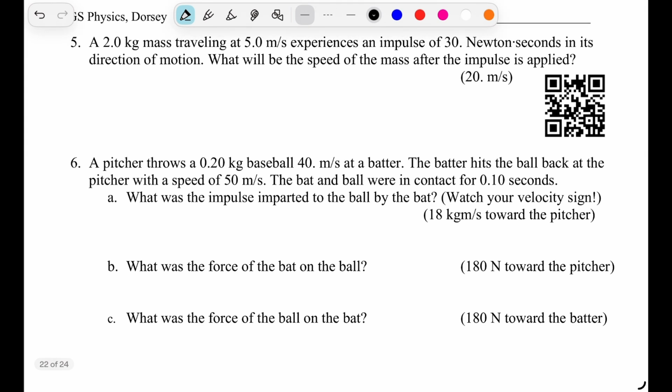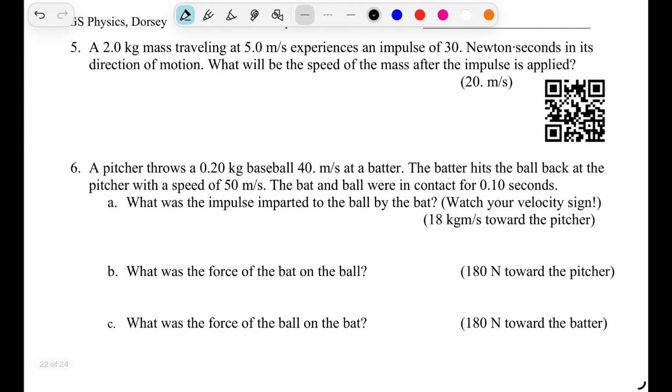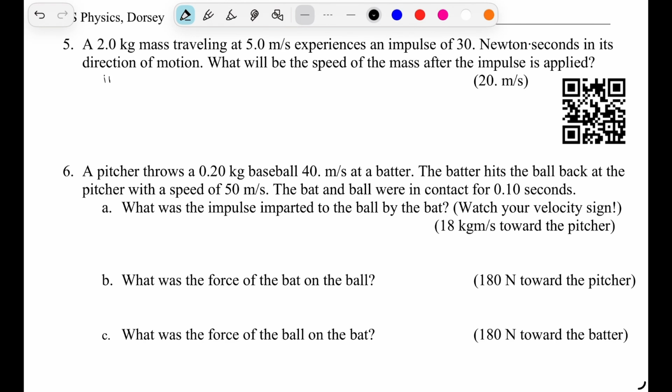A 2 kilogram mass traveling at 5 meters per second experiences an impulse of 30 newton seconds in its direction of motion. What will be the speed of the mass after the impulse is applied? So we can use the impulse momentum theorem, which states that impulse is equal to the change in momentum. So the impulse is equal to m times the final velocity minus the initial velocity.